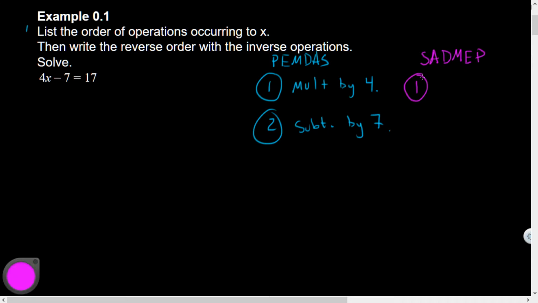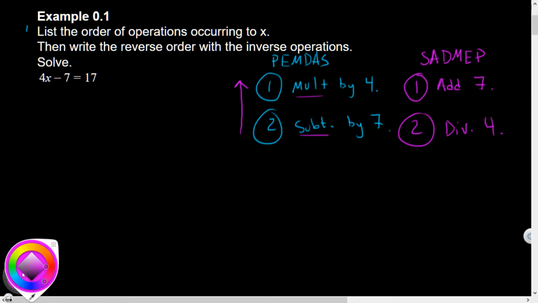So for SADMEPing, my step one is going to be their last step. They subtracted by 7, and what's the inverse of subtracting by 7? The opposite of subtracting 7. I'm going to add 7 to both sides. I'm dealing with subtraction and addition before I deal with division and multiplication. And after I undo this, I'm going to keep following their process backwards with the opposite operation. So my step 2 is the opposite of their step 1. What's the opposite of multiplying by 4? Dividing by 4. So when I solve, I do it in the reverse order using the inverse operation: addition instead of subtraction, division instead of multiplication.